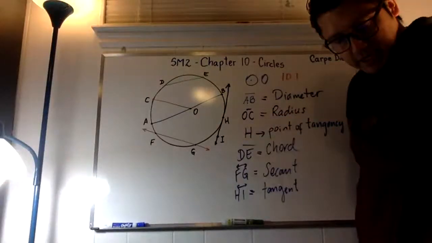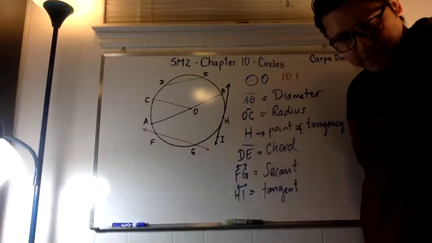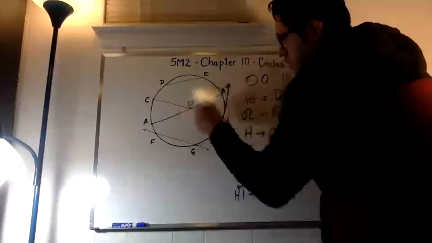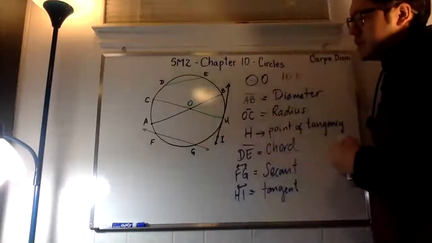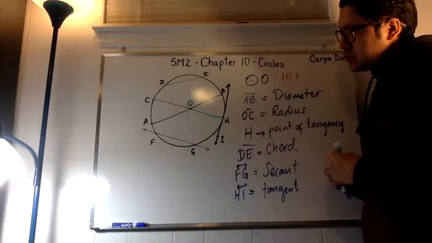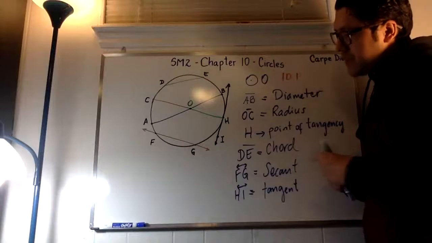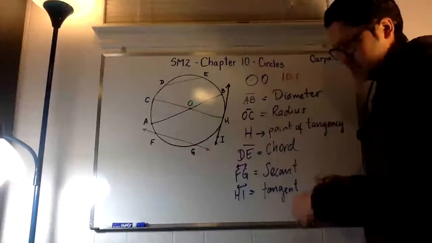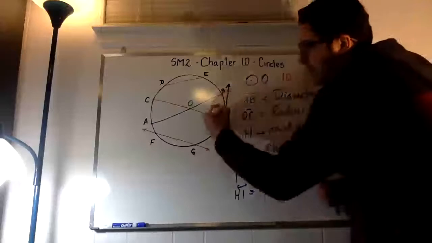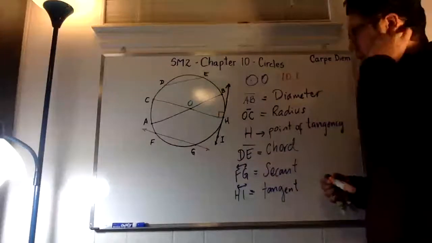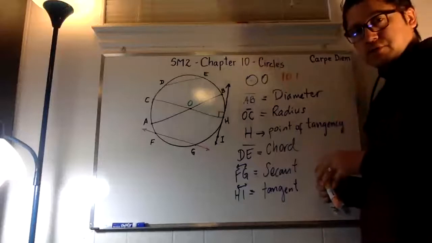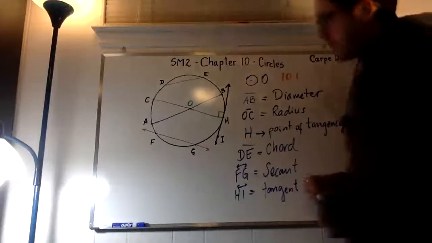I need you to pay attention to point H, which is the point of tangent. We're going to have O right here. I'm going to draw this radius OH. So I want you to notice something. Take a look at O. It means that they form a 90-degree angle here. They're perpendicular. And that gives us some interesting information, okay?